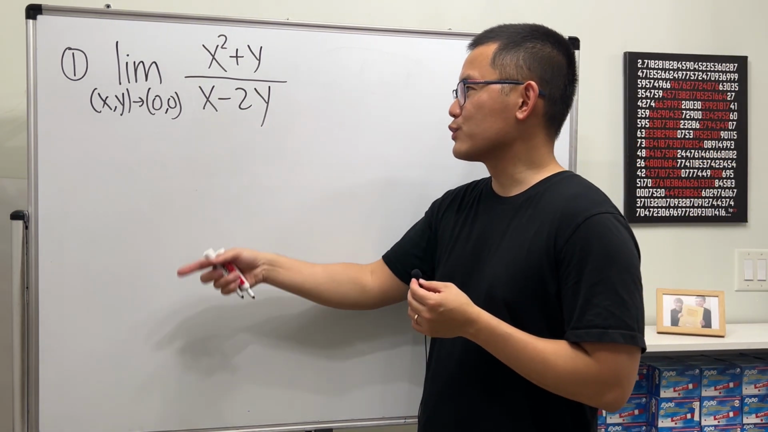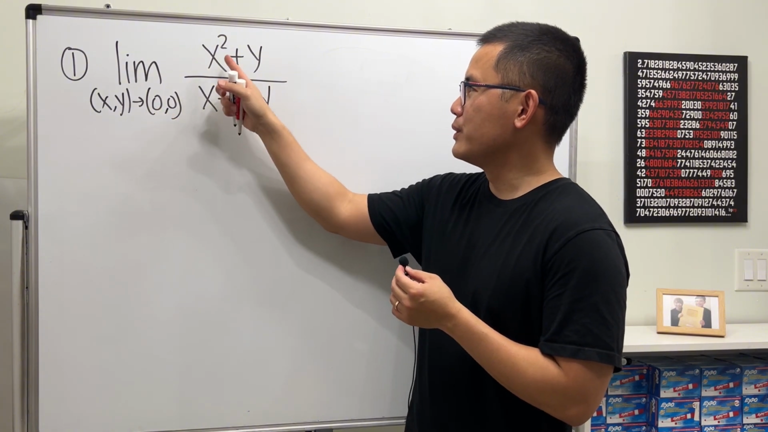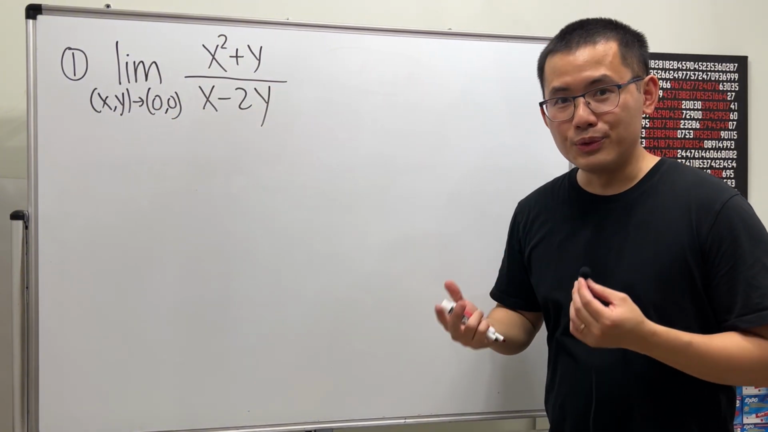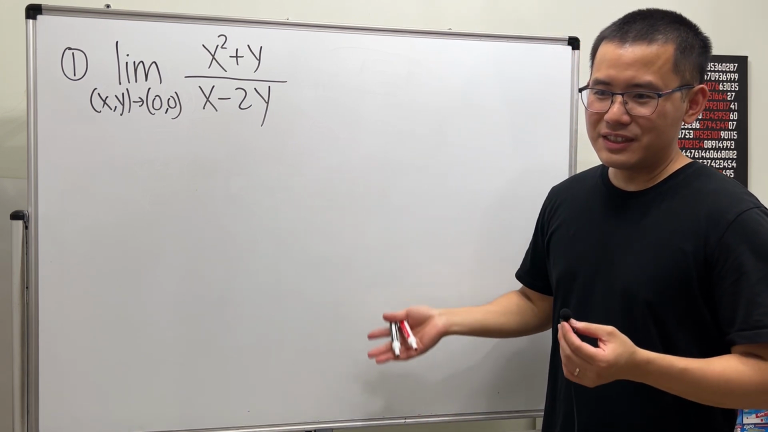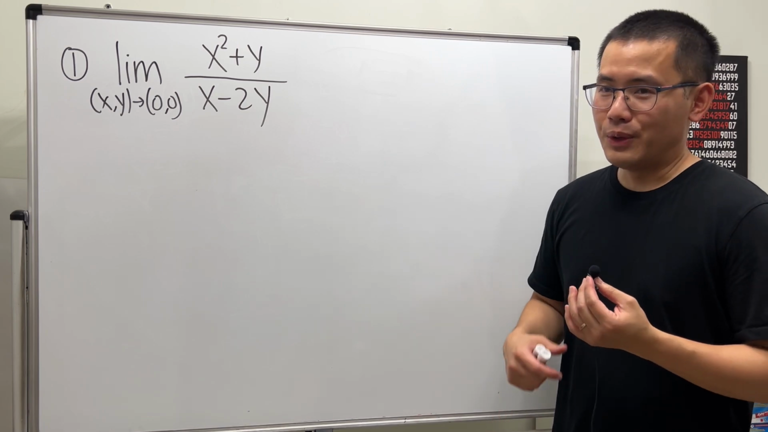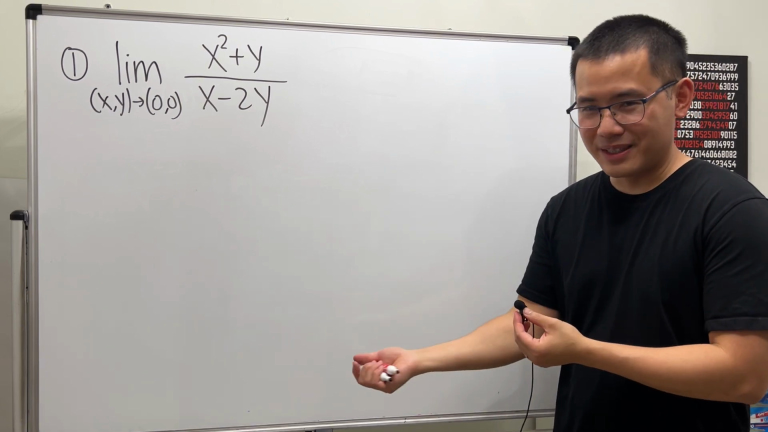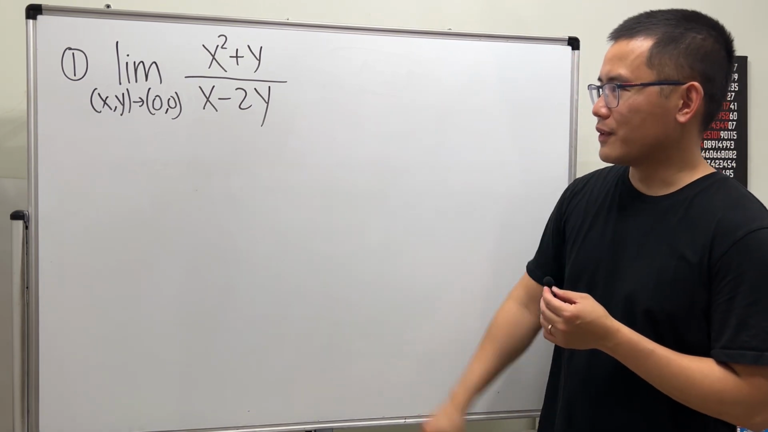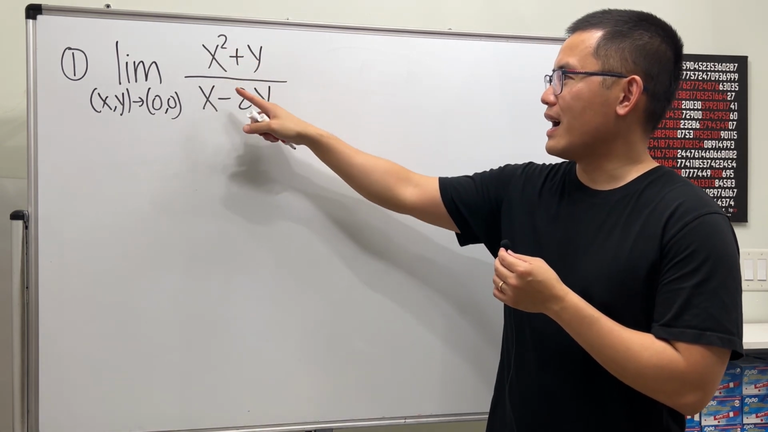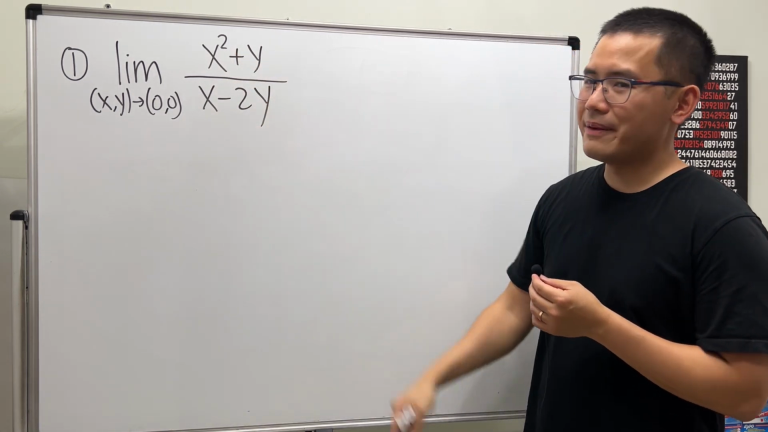And just to tell you guys first, all the limits will be in indeterminate form. For example, for the first one, if you plug in 0, 0 into x and y, you end up with 0 over 0. So we have to do more work. And of course, in this video, all the limits are non-existent, but you will have to see how to write it out correctly. Anyway though, starting with the first one: (x, y) is approaching (0, 0), and we have x squared plus y over x minus 2y.